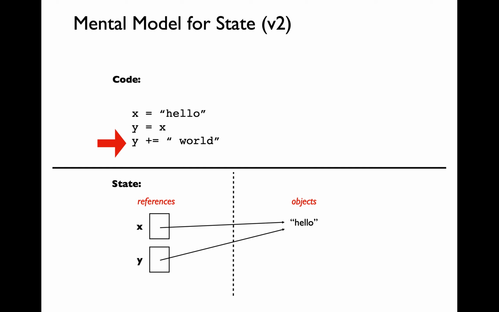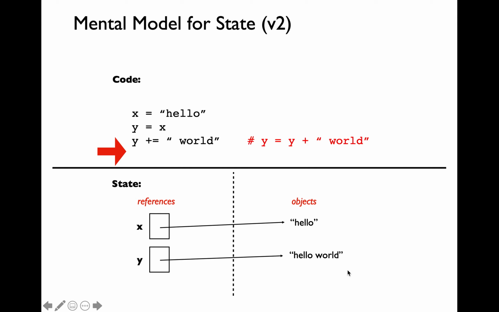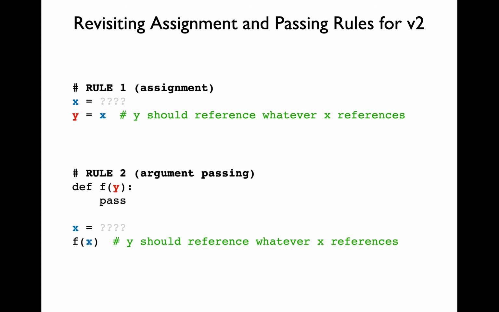When we execute line number 3, which is stating y plus equal to string space world, we'll be creating a brand new string object instance which stores the value hello space world. We'll be updating the reference inside the variable y to point to this brand new string object instance hello world. Recall that y plus equal to string space world is a shortcut for mentioning y equal to y plus string space world. Let's revisit assignment operation and argument passing rules with this updated mental model version V2.